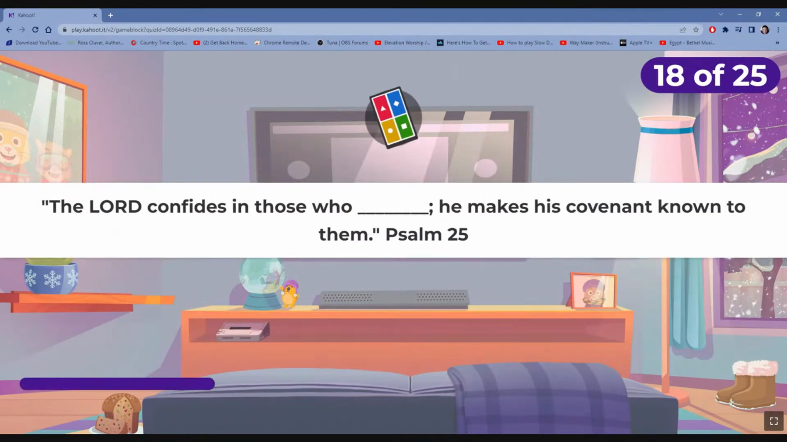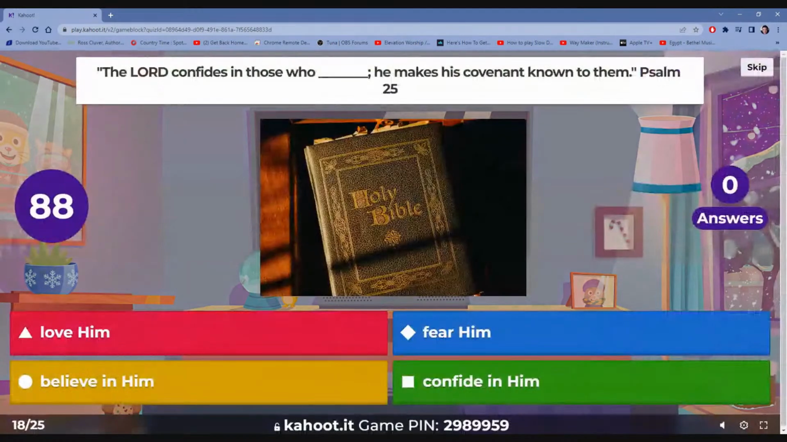18 of 25. The Lord confides in those who blank. He makes his covenant known to them. That's from Psalm 25. That's the way you can look it up. The Lord confides in those who blank. He makes his covenant known to them. Red, love him. Blue, fear him. Gold, believe in him. Green, confide in him. The Lord confides in those who red, love him. Blue, fear him. Gold, believe in him. Or green, the Lord confides in those who confide in him.